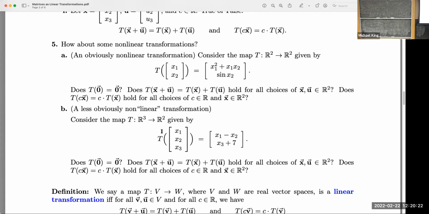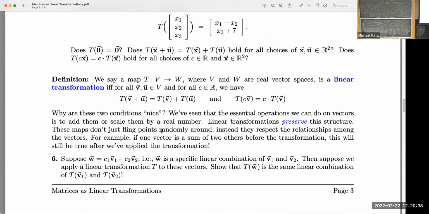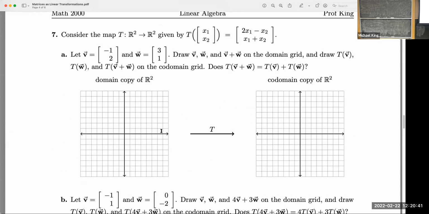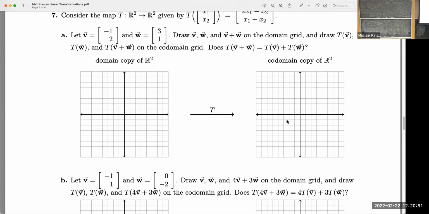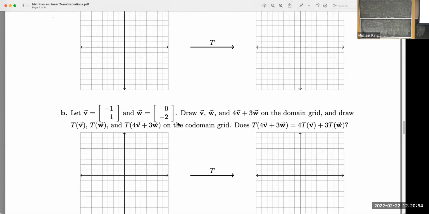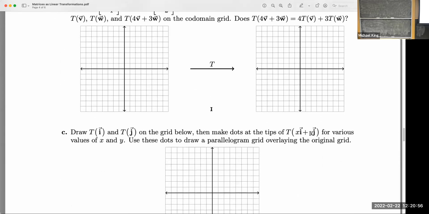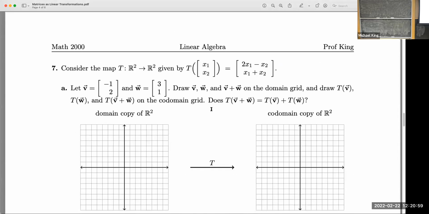Okay, so I think what would be instructive would be to do number 5 to see how some things are not linear. And then number 7 is kind of fun, although you'll probably need a device or something, or you'll have to draw on the board. We did number 6, but number 7 is like actually kind of illustrating linearity, by drawing some vectors on these pictures. Like you would draw V and W here, and then you would draw T of V and T of W there. And something similar to illustrate. And it's for this specific transformation right here.